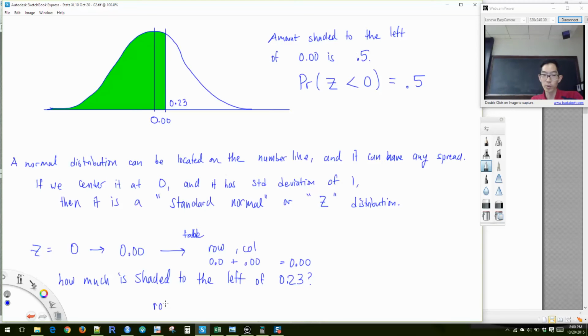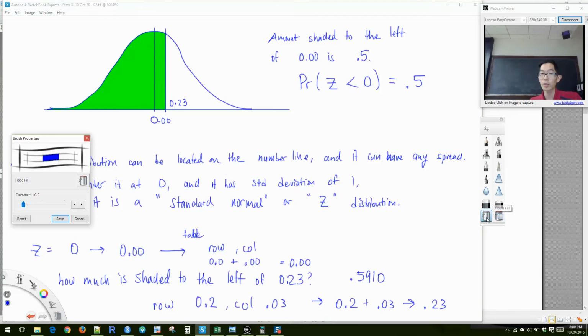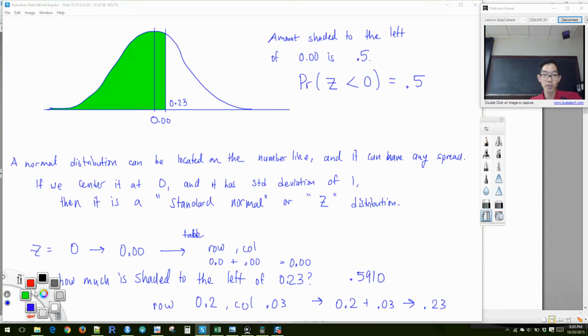I go to the row 0.2, and which column? I go to the column 0.03, because 0.2 plus 0.03 is 0.23. All right, and so how much is shaded to the left of 0.23? 0.5910. Is that okay? Then let's just make sure our reasoning is okay.